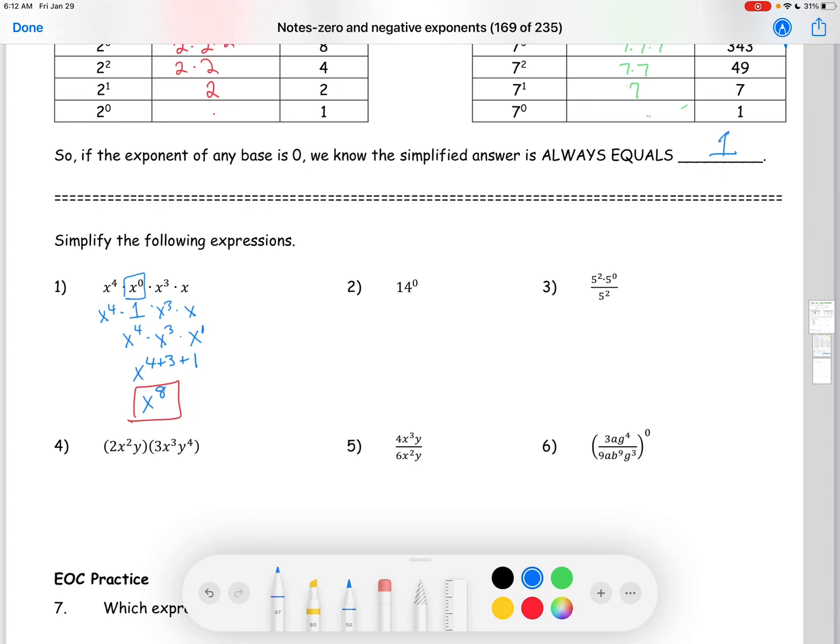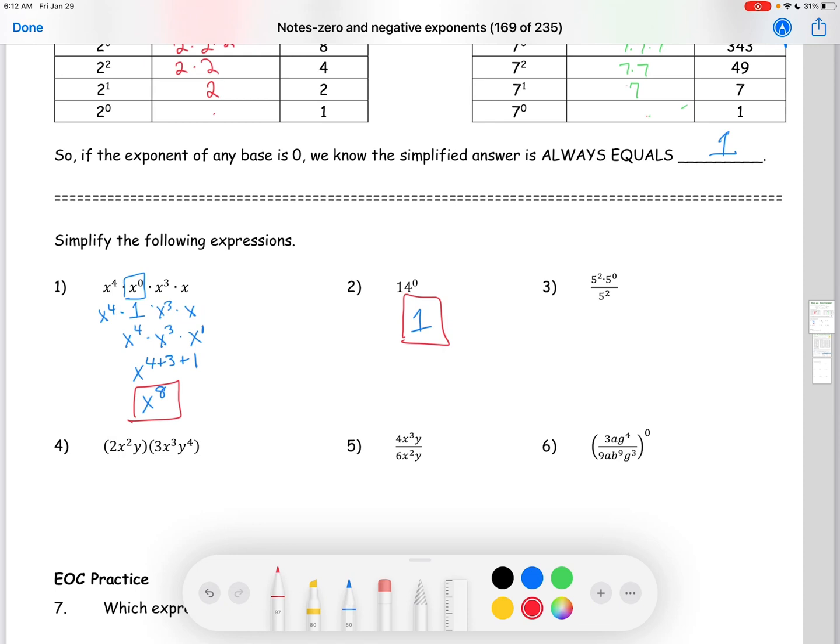With number 2, 14 to the 0. Anything raised to the 0 is 1. So this answer is just 1. And we're done with it. Don't you love that?